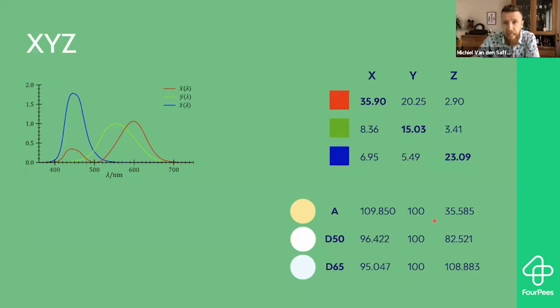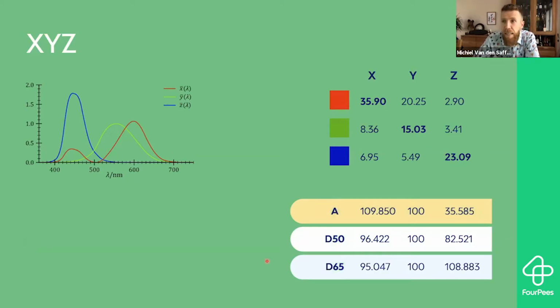Now, what we can see is that if my X value is the highest, it's a redder color, makes sense. Here, this is quite neutral. And if we have the D65, we see that the Z is bigger, so the color is bluer. I know this isn't very obvious with those circles, so I increased the size a little bit to hopefully make it more obvious.